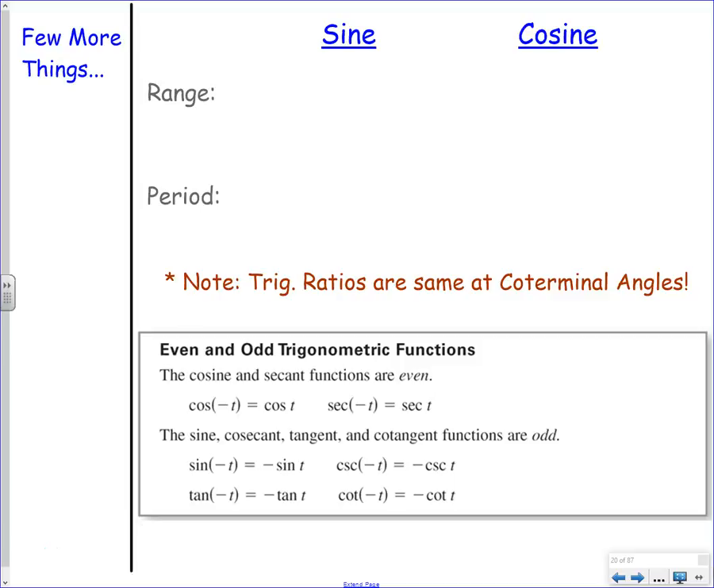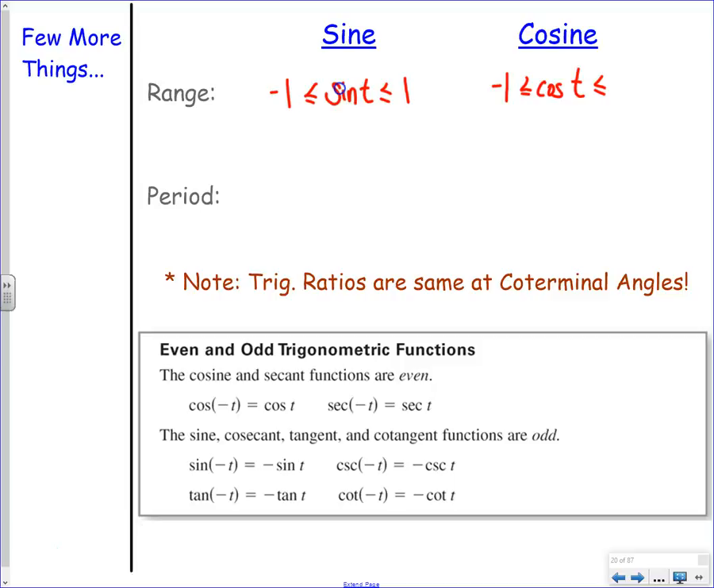A few things really quickly about sine and cosine. As we're going around the unit circle, we've talked about how the highest value is 1. Do you know what the lowest value would be? Close, 1, but in the negative direction. So the range for sine of any angle value, which we can call t for right now, is going to be between 1 and negative 1. Cosine is going to be between 1 and negative 1 as well.